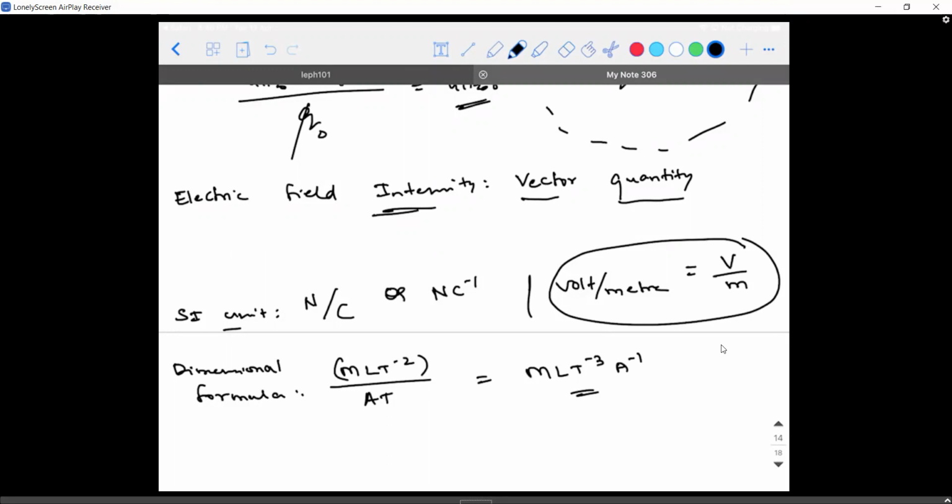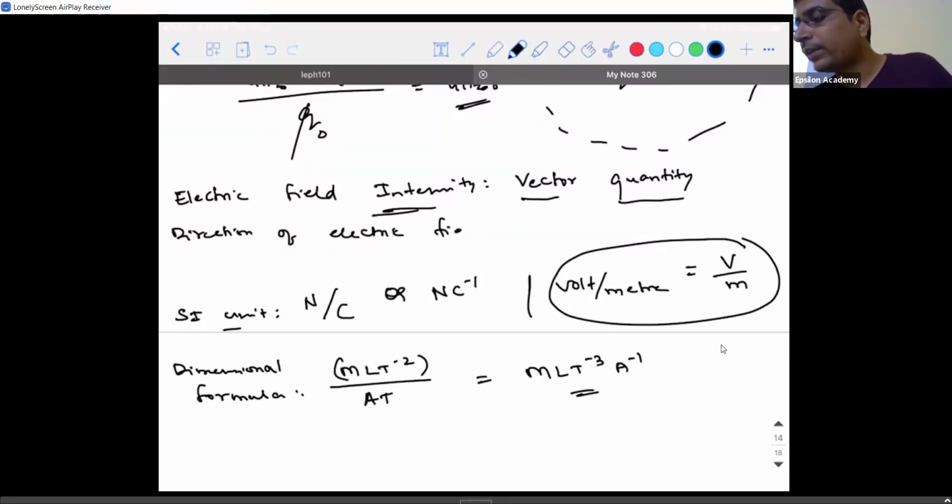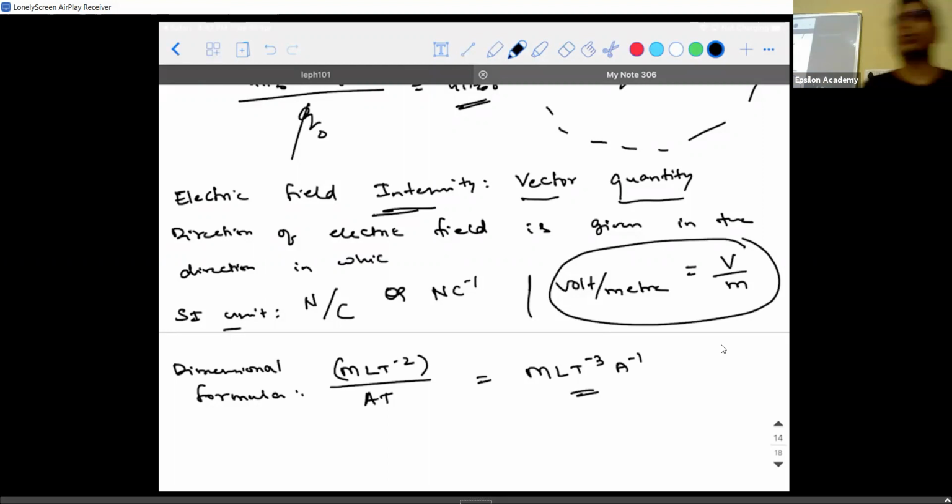In a similar way, here the direction in which the positive charge is moving will be the direction of the electric field. So the direction of electric field is given in the direction in which who will move? The positive test charge will move. The direction in which the positive test charge experiences force. If you want me to read it out, I'm reading it out. Direction of electric field is given in the direction in which the positive test charge will move.